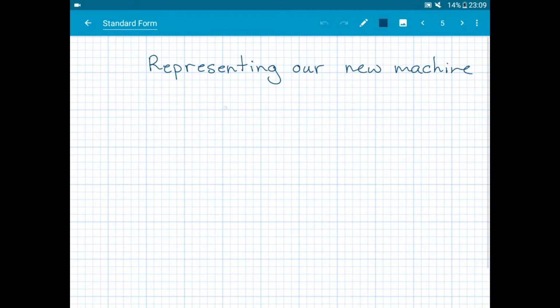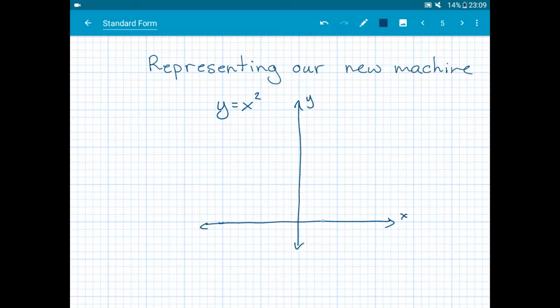So representing our new machine, again, y equals x squared is one way of writing it. And all it is is the machine that takes a number and multiplies it by itself. And we're just going to sketch that now. You should be able to draw a really nice graph of this. I'm just going to do this quick so we can get to a couple other things here.